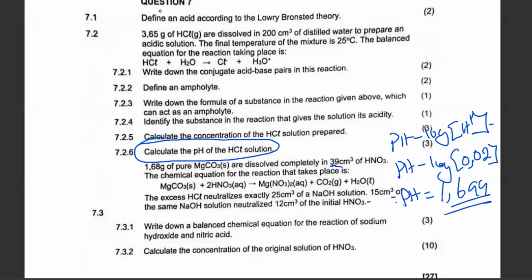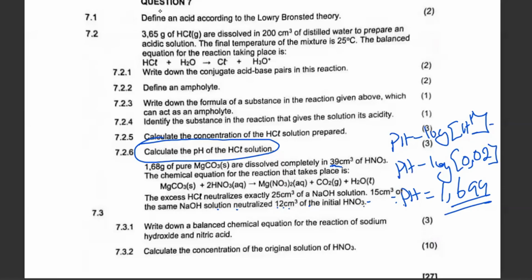And then they are saying that the equation took place. They're saying that magnesium carbonate and nitric acid give you magnesium nitrate plus carbon dioxide plus water. Excess hydrochloric acid exactly neutralizes this, and then 15 cubic centimeters of the same sodium hydroxide is neutralized by 12 cubic centimeters of initial nitric acid.